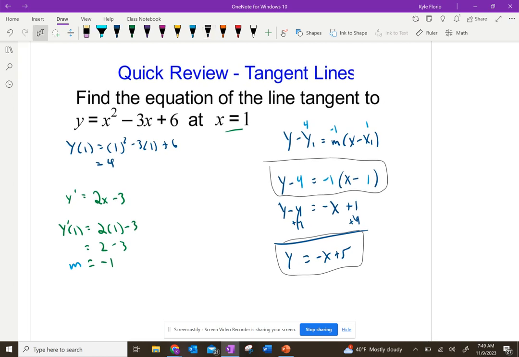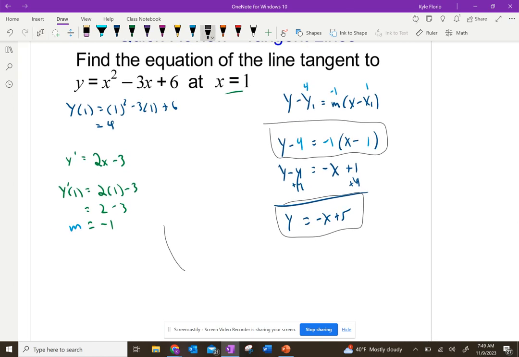So we got some sort of quadratic, whatever it looks like, and at x equals 1, the slope is, apparently it's negative 1, and the equation of the tangent line is right here, negative x plus 5. So it starts at 5 and it has a slope of negative 1.